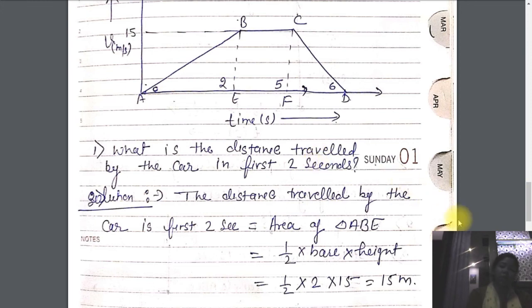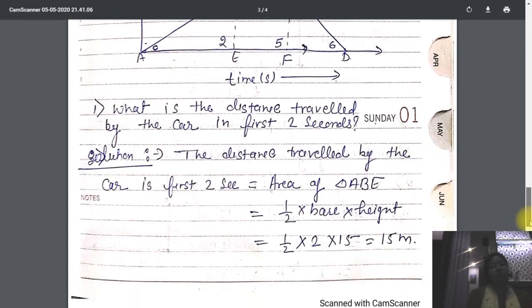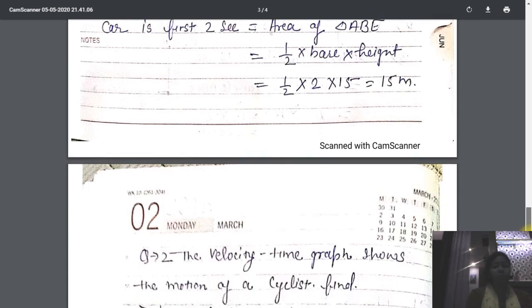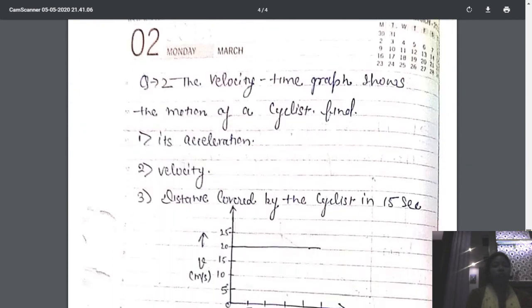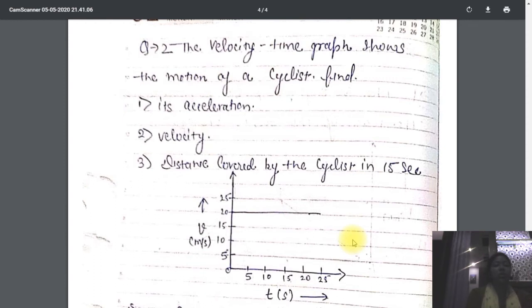Now this is the very first numerical we have related to the velocity time graph. Now we'll move to the next numerical. In the next numerical, the velocity time graph shows the motion of a cyclist. We have to calculate its acceleration, velocity, and distance traveled by the cyclist. And here the graph is given to you.